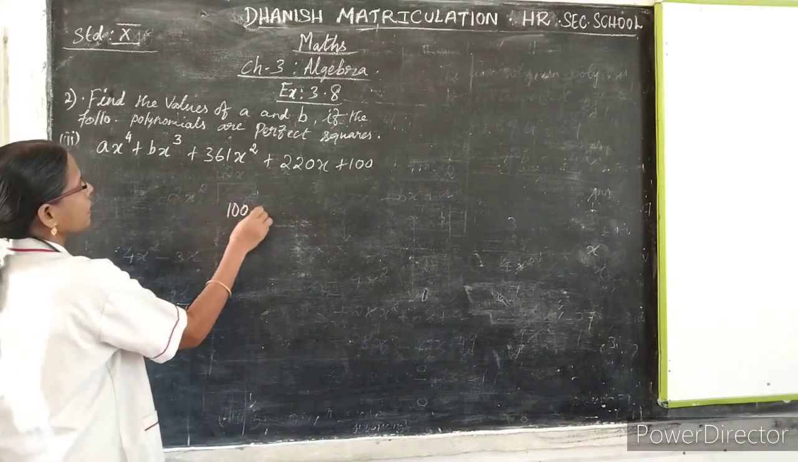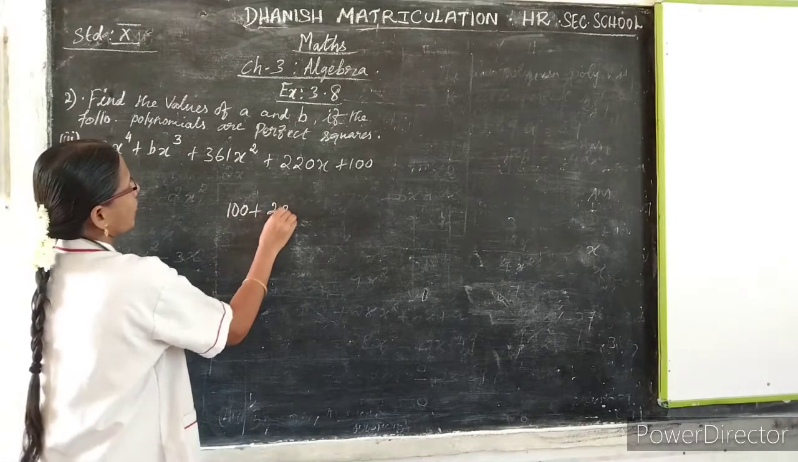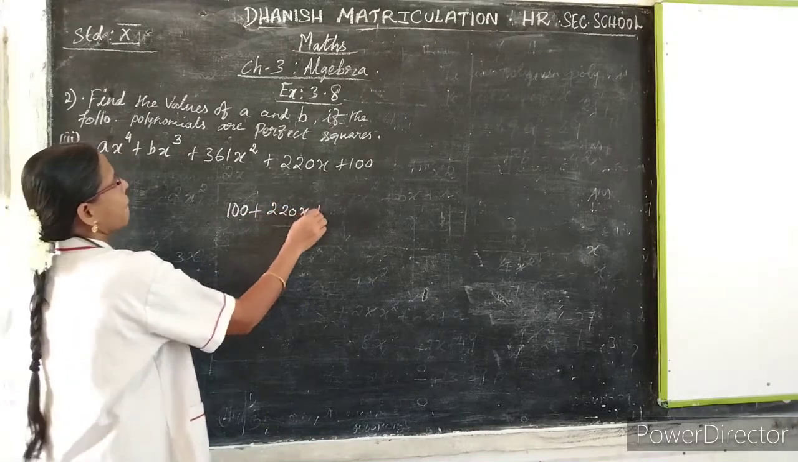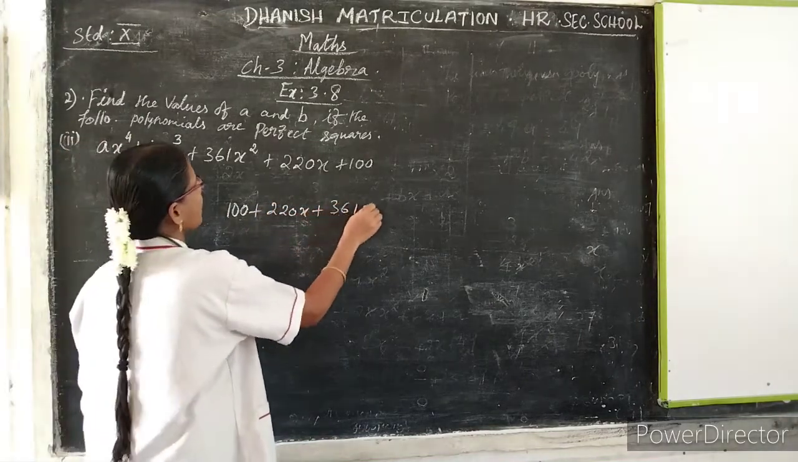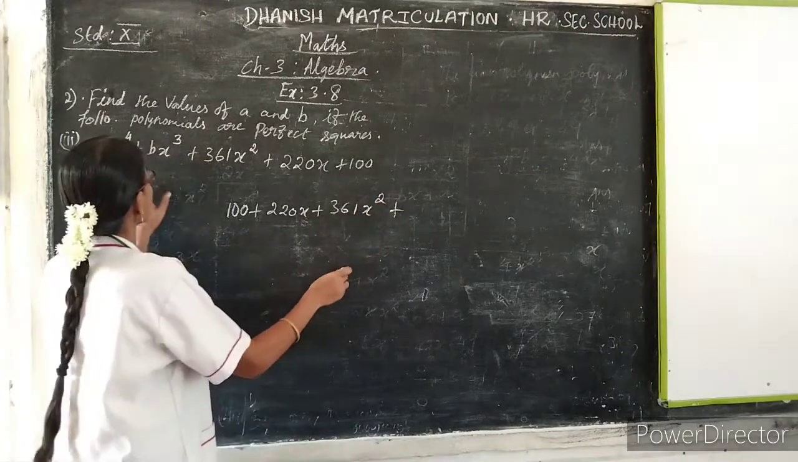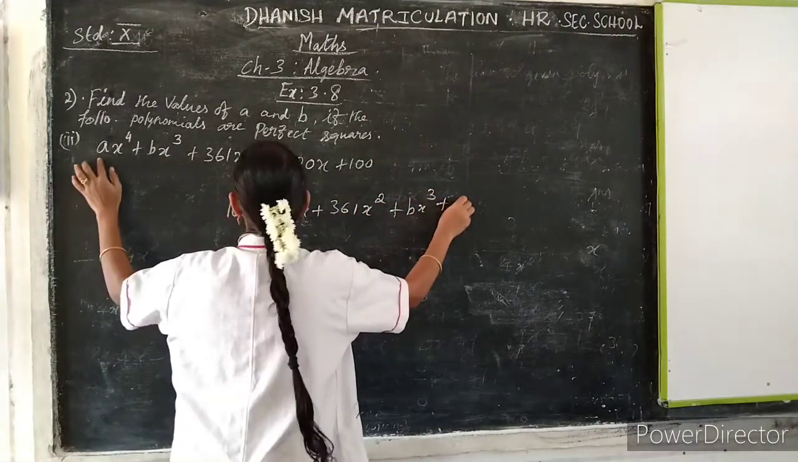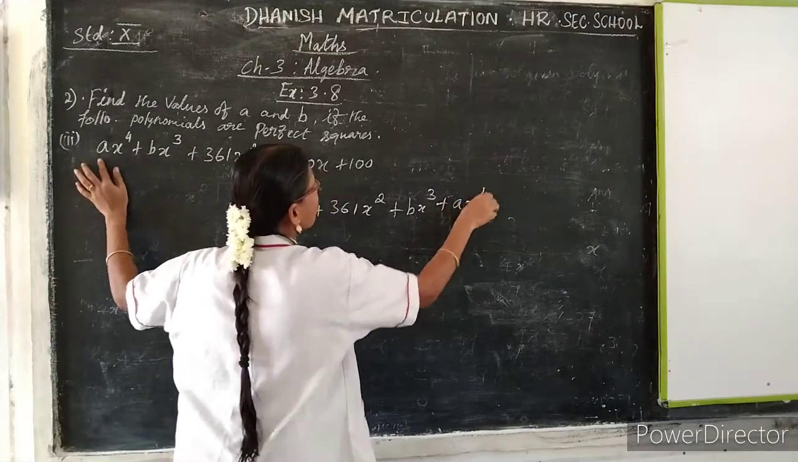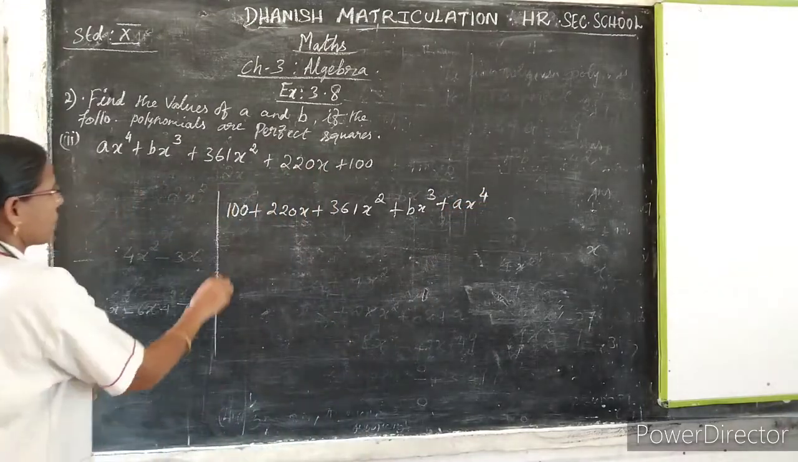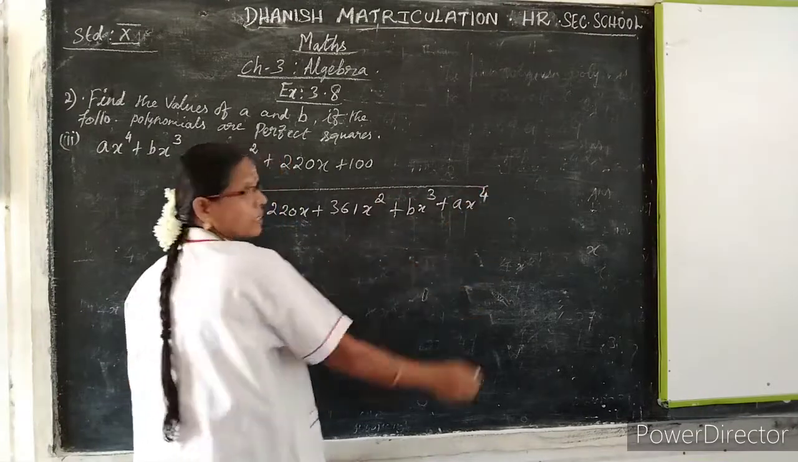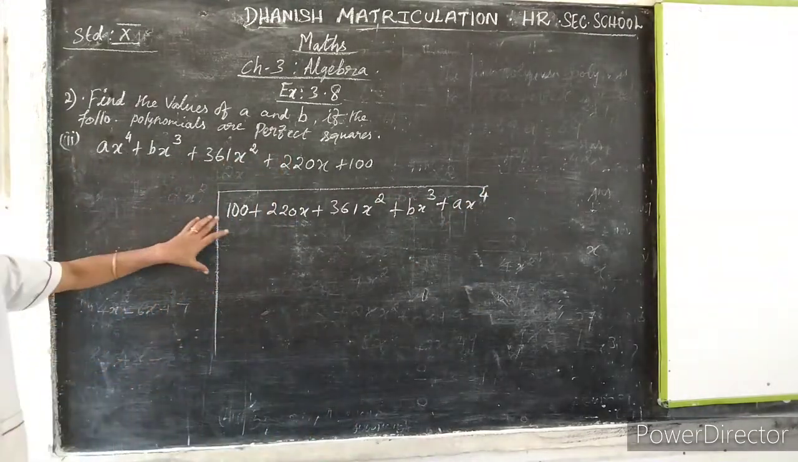100 plus 220x plus 361x^2 plus bx^3 plus ax^4. This way we should rearrange the given polynomial.